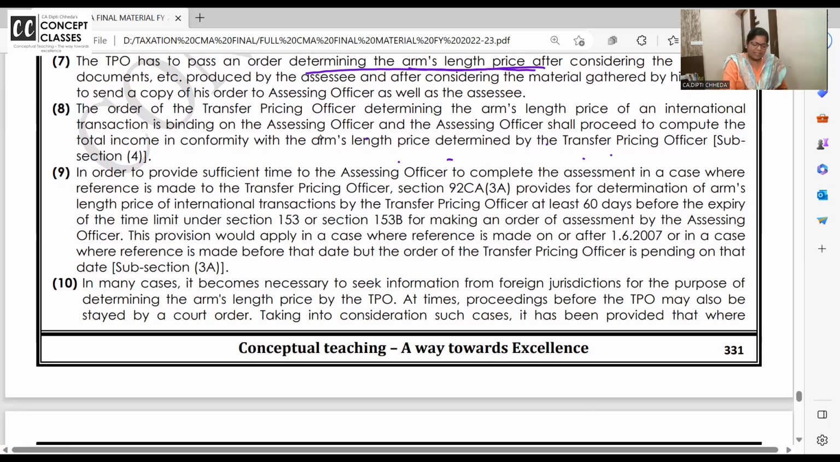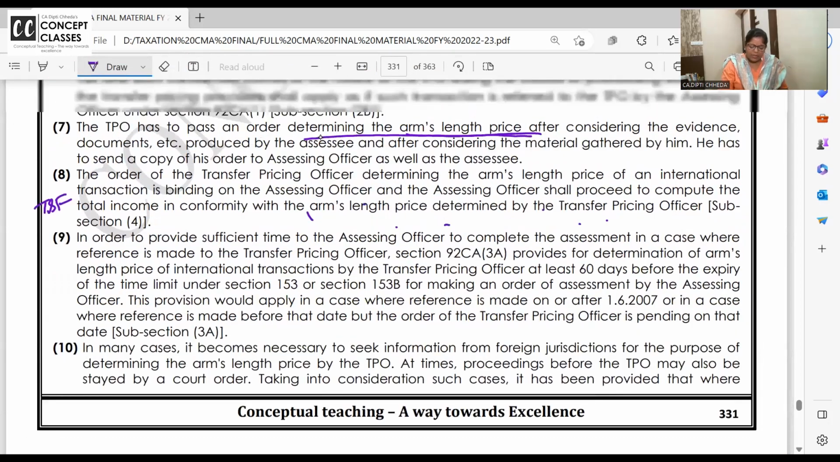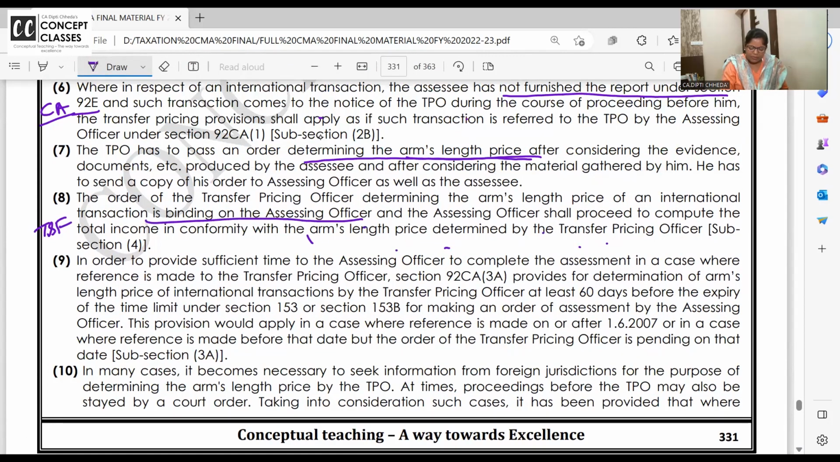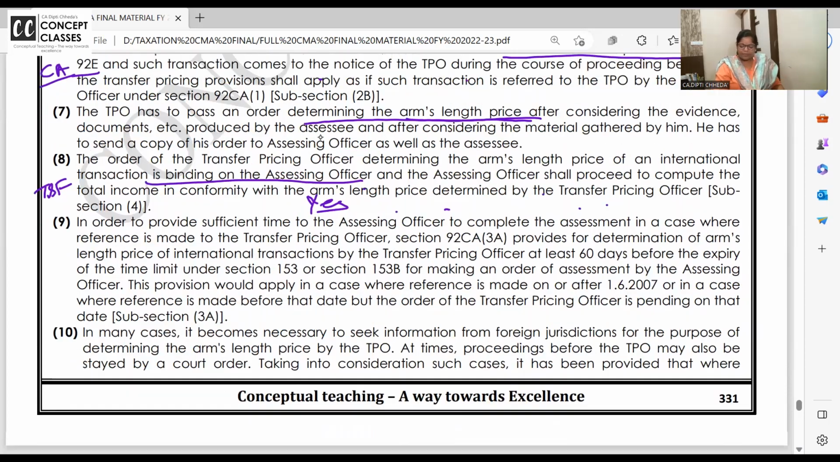Simple thing is, this can be asked in objectives, MCQs, mark 8 point important. Whatever arm's length price is determined by TPO, is it binding on the AO? Is it binding on the AO? Answer is yes.